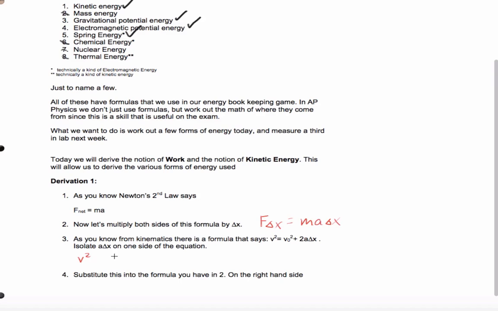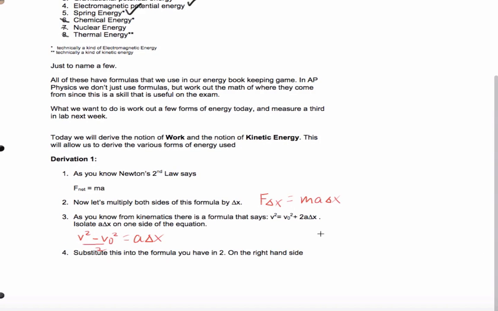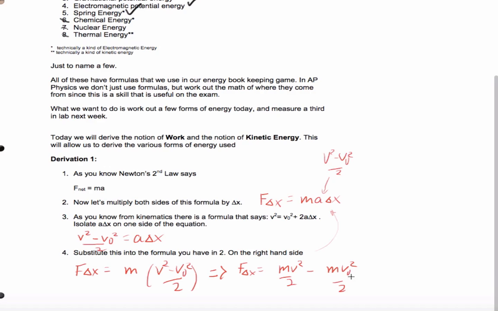So that's going to be v squared minus v naught squared over 2 equals a delta x. So let's go ahead and now do what it says to do. Substitute this into the formula you have in 2 on the right-hand side. So we're going to actually put in that v squared minus v naught squared over 2 on the right-hand side there. So we're going to get F times delta x equals m times v squared minus v naught squared over 2. Now what I'm going to do is I'm going to actually multiply this out. So I'm going to get F delta x equals mv squared over 2 minus mv naught squared over 2.